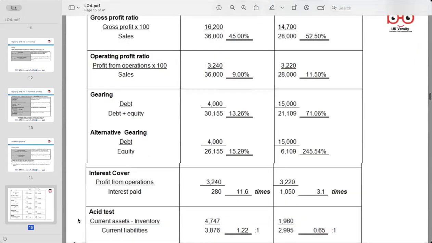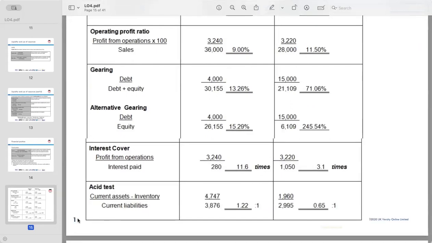The acid test ratio, also known as the quick ratio, evaluates a company's liquidity by measuring its ability to meet short-term liabilities using its most liquid assets, calculated by subtracting inventory from current assets and dividing by current liabilities. This ratio assesses the company's immediate solvency.